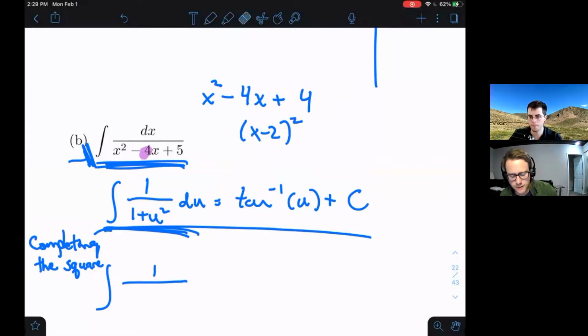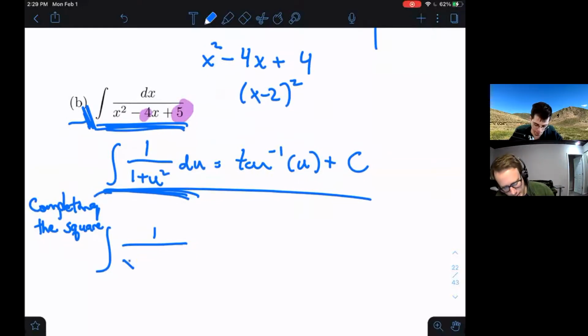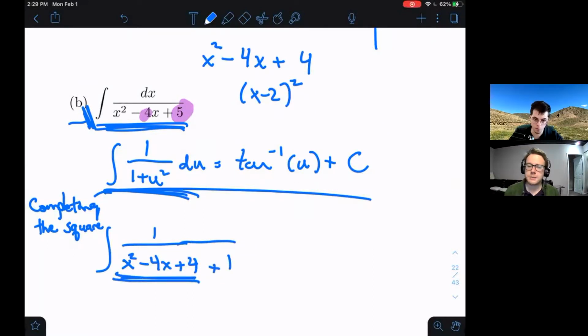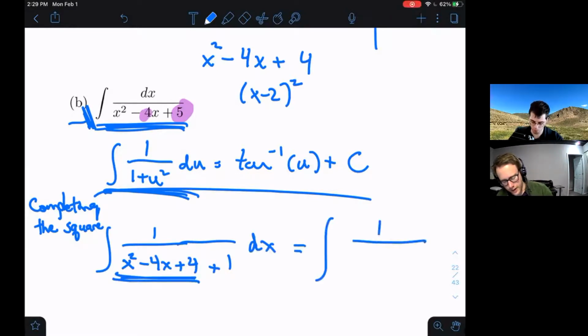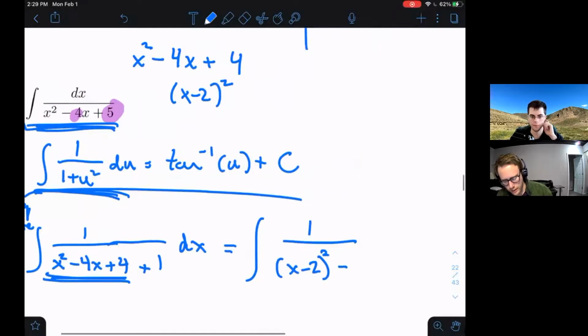Now we already have a constant. Oops, it's the eraser there. I meant to use the highlighter. We already have a constant, right? This is not just x squared minus 4x. We have this plus 5. So we can break up that constant: x squared minus 4x plus 4, plus an extra 1. This right here is a perfect square. We just need to put it in the correct format. So let's go ahead and rewrite this. 1 divided by, and this is the same thing as, x minus 2 quantity squared plus 1.